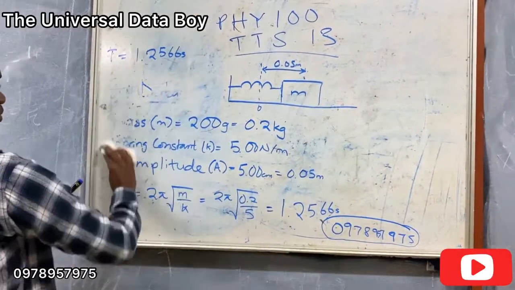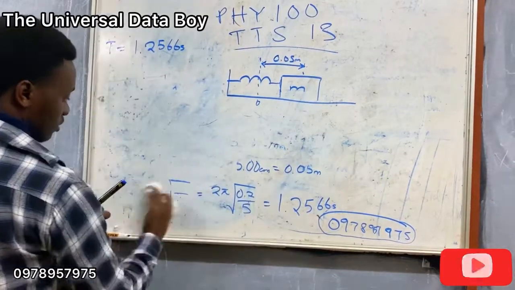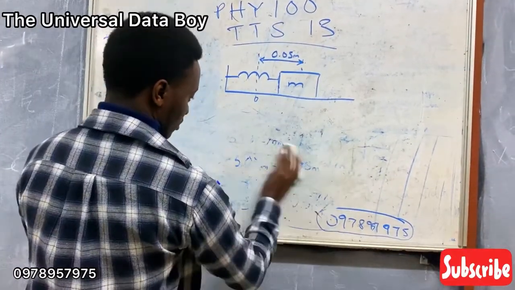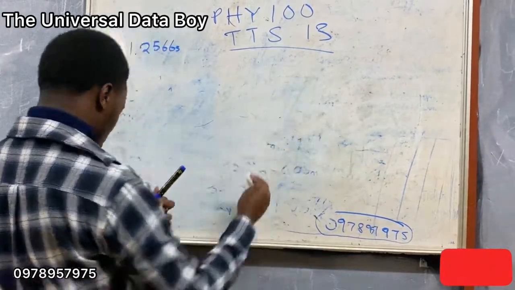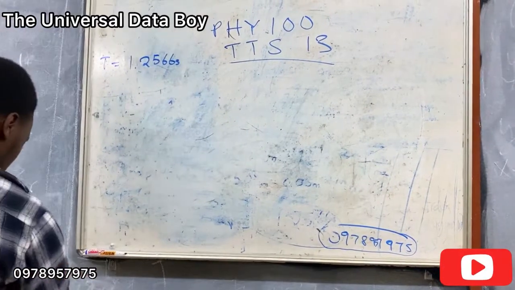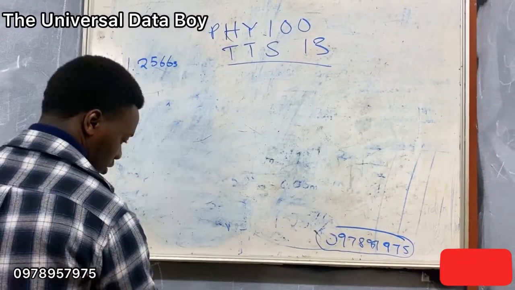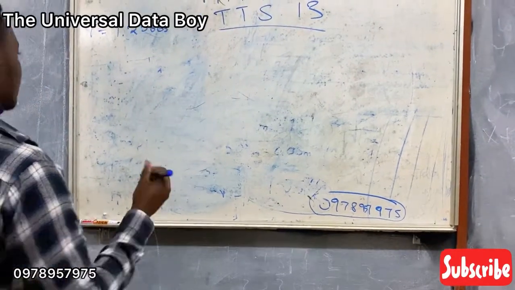So we go to question B. This was A, so we go to B. B is telling us to find the maximum speed of the block. So put that here, put that here, and put that here. So the maximum speed of the block.